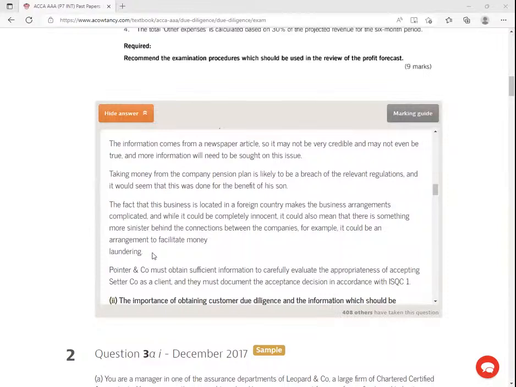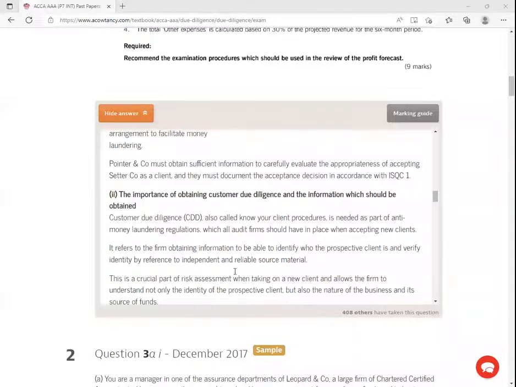So Pointer and the company must obtain sufficient information, carefully evaluating the appropriateness of accepting such a company as a client, and they must document the acceptance. The auditor must document. Nowadays, ladies and gentlemen, remember, at the end of the day, you must give us information on those three things that I told you. The concept of competence: are we competent? Do we have enough resources? And the concept of integrity. You must always remember to push that, the way we said, up there.